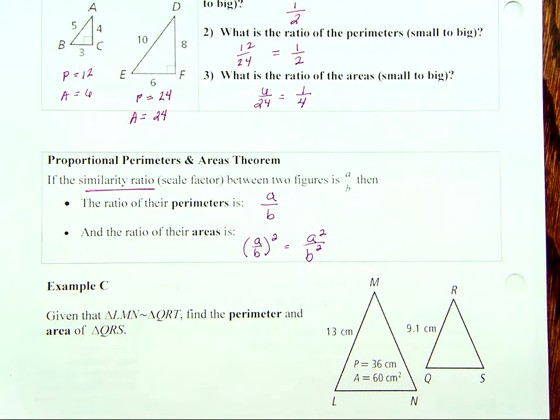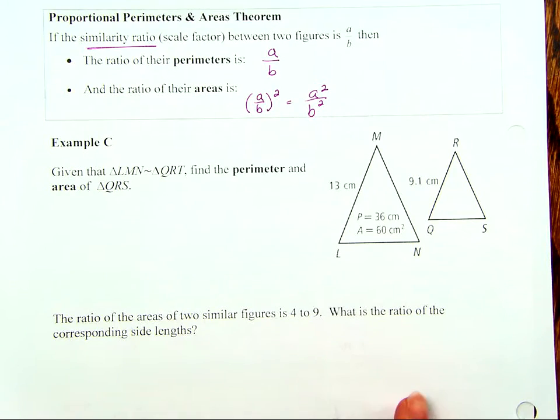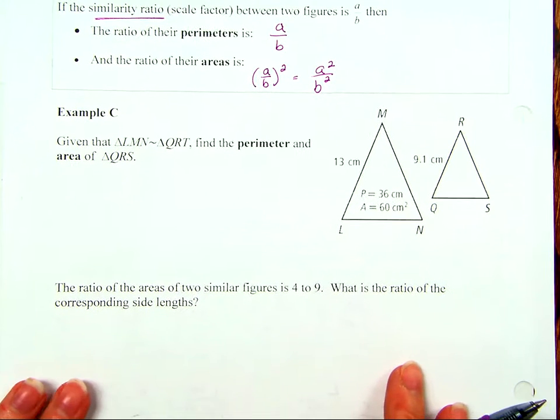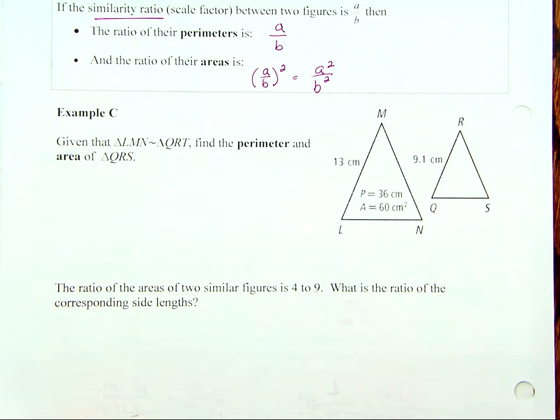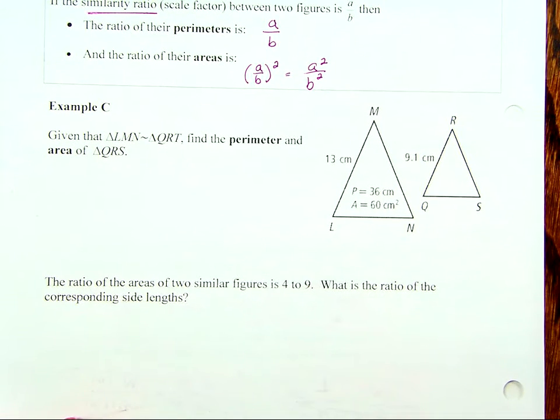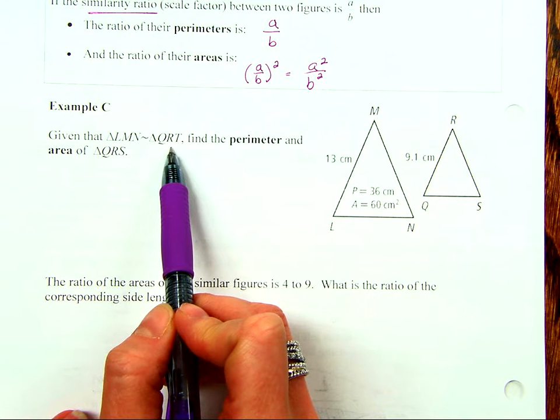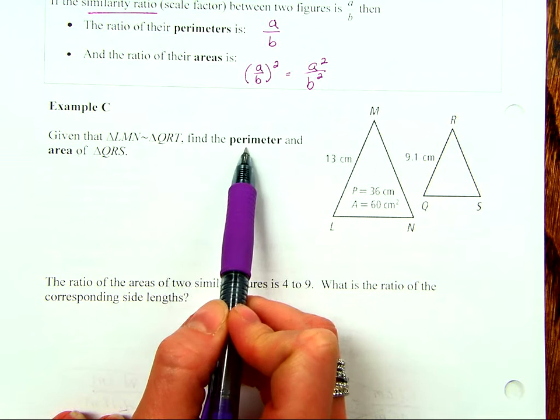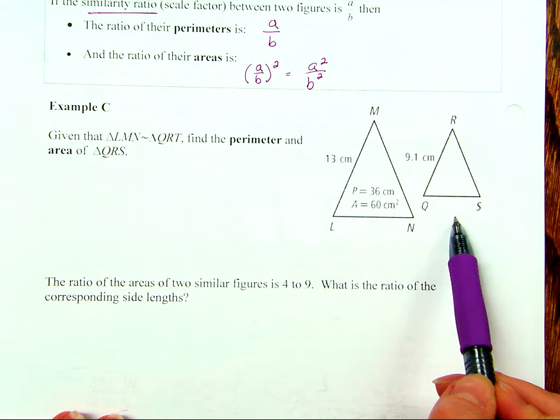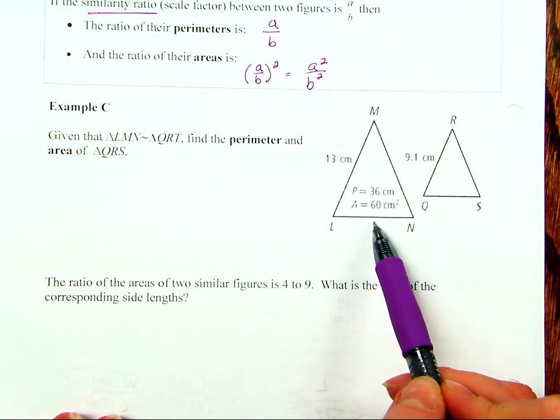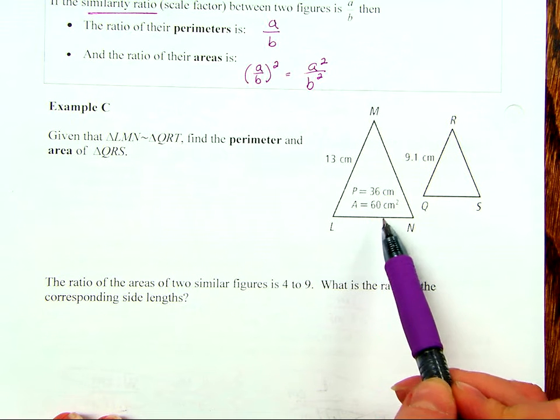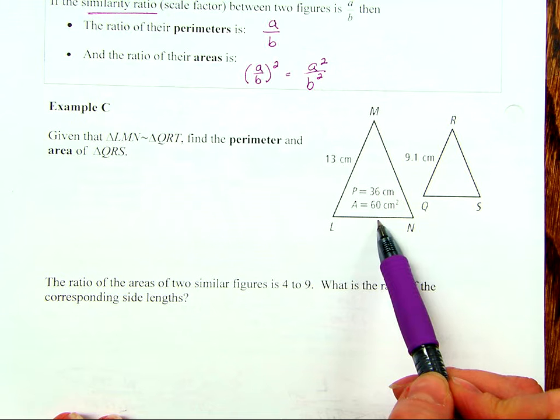Well, we can use that to sometimes set up and solve for perimeter and area. Instead of actually calculating them out, we can use some proportions. So when I look at example C, I see that my triangles, they're telling me they are similar. I'm looking for the perimeter and the area of the smaller triangle. I don't have enough information to calculate it as far as my base and my height go, but I can use the fact that this larger triangle is similar, and I do know the perimeter and area of that one.